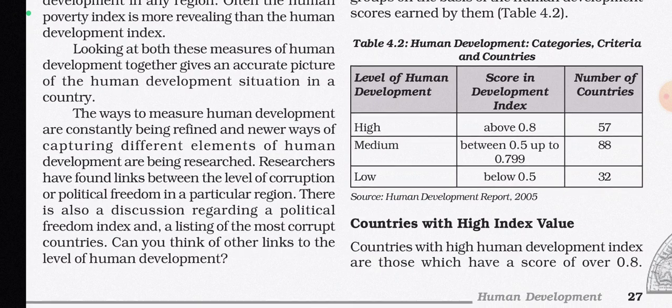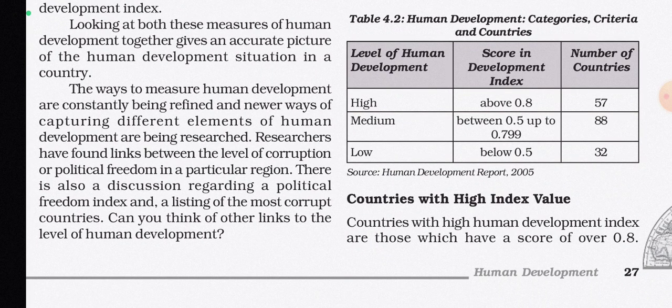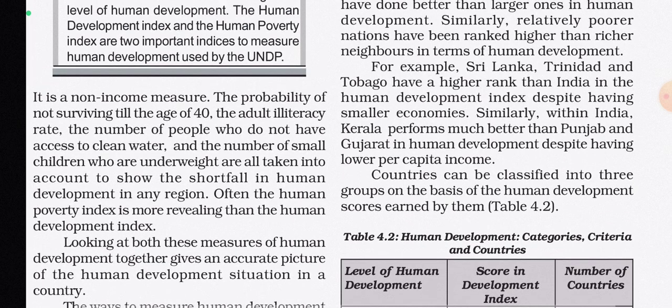The ways to measure human development are constantly being refined, and newer ways of capturing different elements of human development are being researched. Researchers have found links between the level of corruption or political freedom in a particular region. There is also discussion regarding a political freedom index and a listing of the most corrupt countries. Can you think of other links to the level of human development?